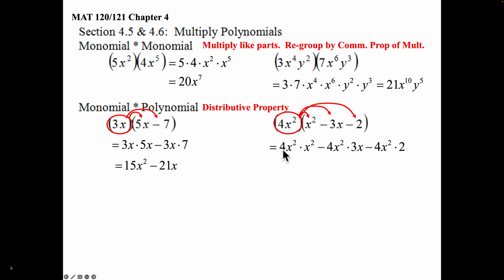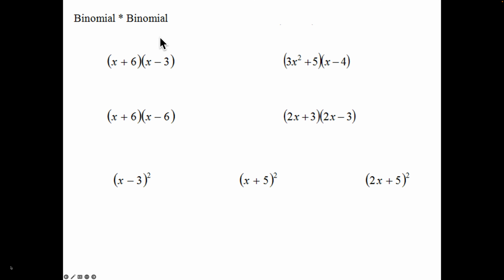So we'll have 4x to the 4th minus 4 times 3, 12x to the 3rd. If you need to put a 1 here, you're more than welcome to. Minus 8x squared. So 4.5 is the multiplying by the monomial. 4.6, now we're going to introduce the binomials times binomials or trinomials.